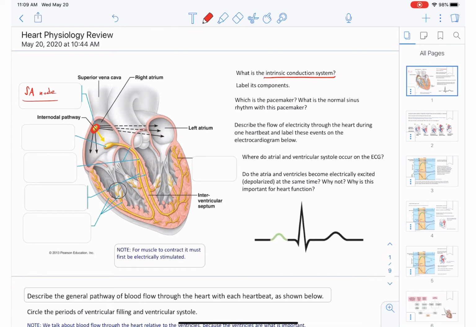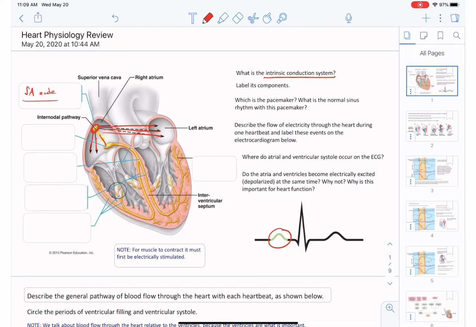And when that happens, that electrical activity spreads all throughout the atria. So when the SA node fires, the atria pretty much become simultaneously depolarized. They become electrically excited at the same time. And that electrical event, the electrical stimulation of the atria, results in that feature right there on the ECG.